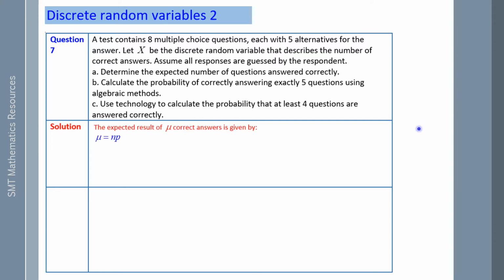The expected number of correct answers is given by n times p. We're having 8 questions. We have a 1 in 5 chance of getting those questions right. We're expecting to get 1.6 questions correct if we guess.